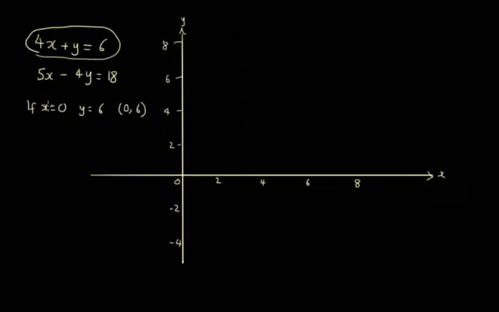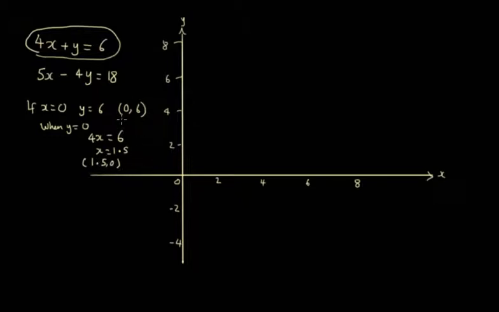Now let's think when y equals 0, so we're going to have 4x equals 6. X is going to be 1.5. So we've got another point here of 1.5, 0.